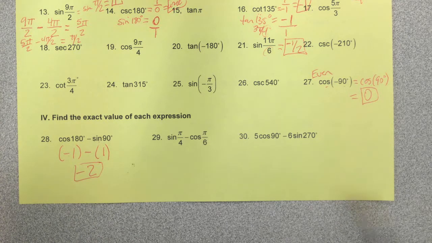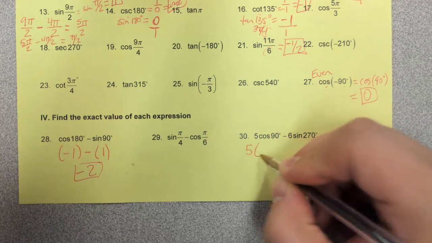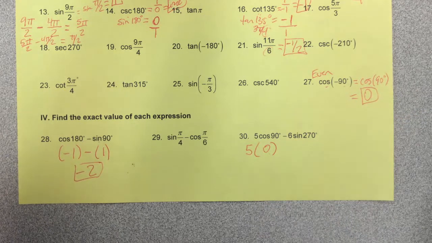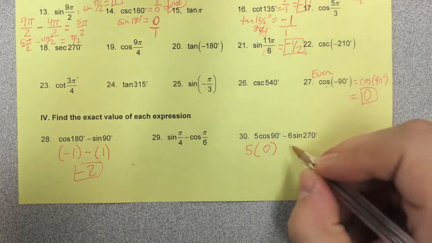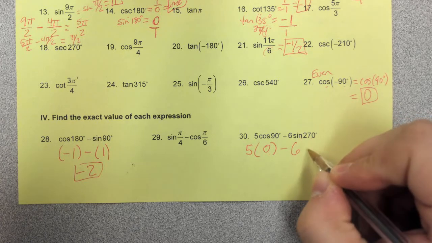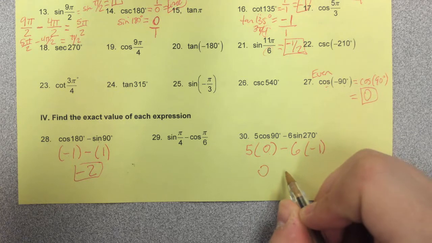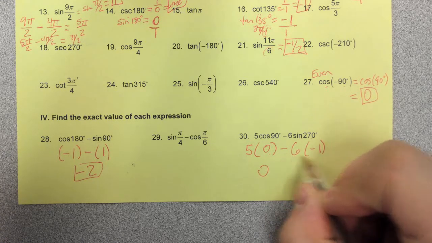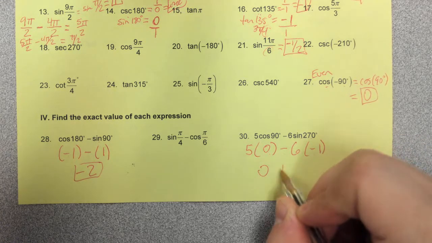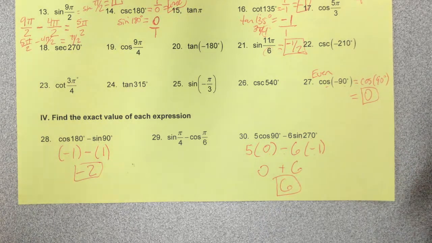Okay, let's see. I'll just go ahead and do 30 just because I can. So 5 times cosine of 90, well, cosine of 90 is 0, so it's going to be 5 times 0. And then minus 6 times sine of 270. Well, sine of 270 is -1. So it's going to be 0, and then -6 times -1 would be +6, so that would be 6. It's just evaluating the expression.